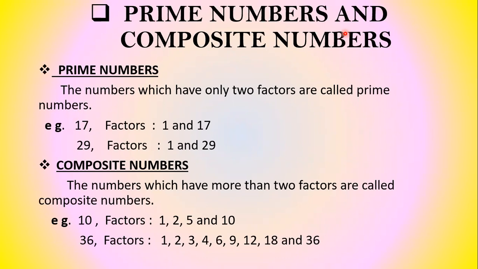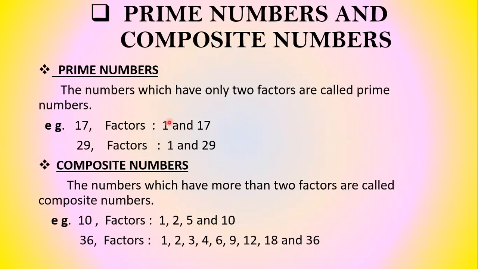What are prime numbers? The numbers which have only two factors are called prime numbers. Prime numbers will have only two factors. We have taken two examples. One is 17. What are the factors of 17? 1 and 17. The 17 does not come in the table of any other number other than 1 and 17. So it has only two factors. Same way, 29. The factors of 29 are 1 and 29.